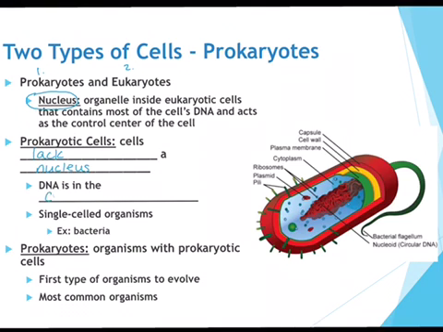and the DNA is just floating in the cytoplasm. These are generally single-celled organisms like bacteria. Prokaryotes then are organisms with prokaryotic cells, and these were the first type of organisms to evolve on Earth. They are also still the most common organisms on Earth today.